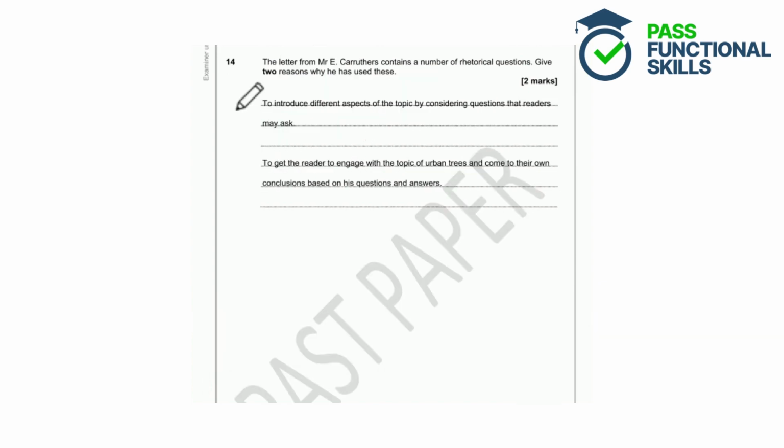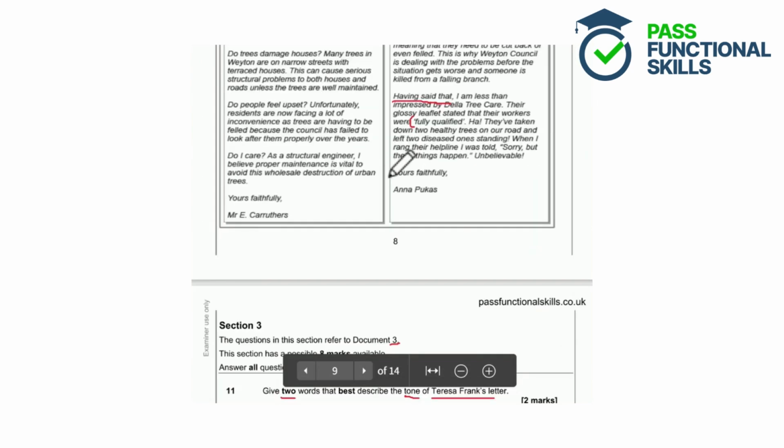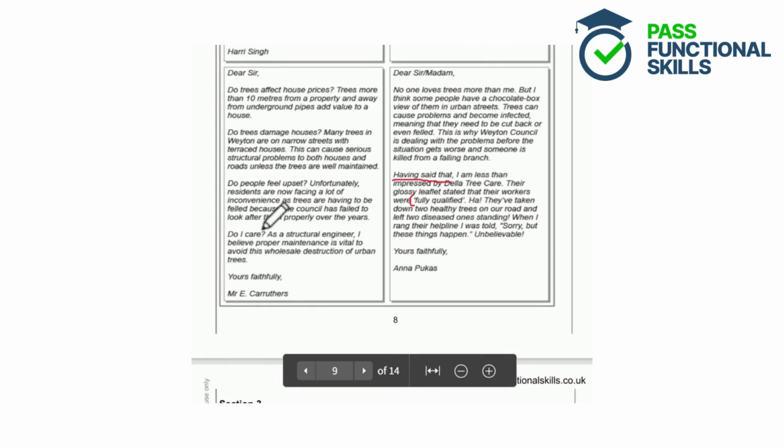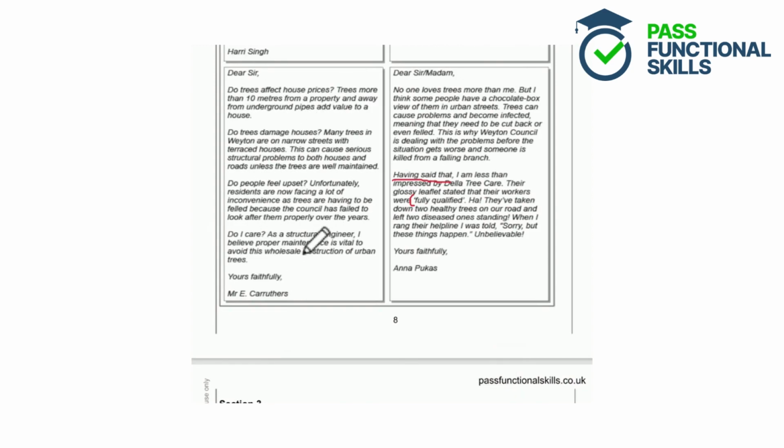Question 14. The letter from Mr. E. Caruthers contains a number of rhetorical questions. Give 2 reasons why he has used these. So we're looking for rhetorical questions in the letter from Mr. E. Caruthers, and we need 2 reasons as to why the rhetorical questions have been used. So if we go back up to the source, and we can see that this contribution is here, and we can see that he's used a number of rhetorical questions.